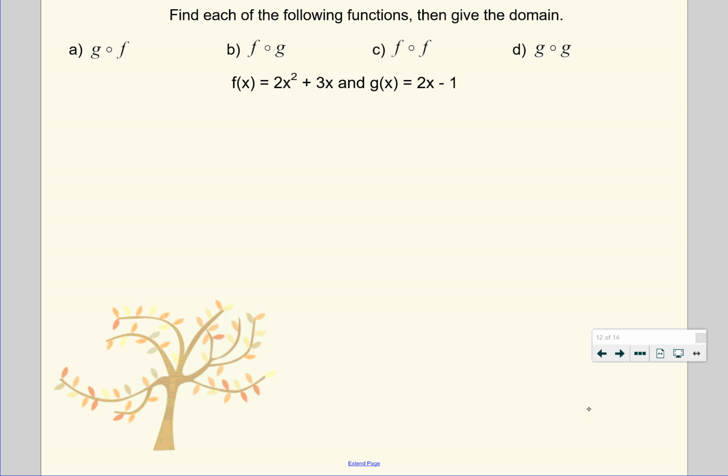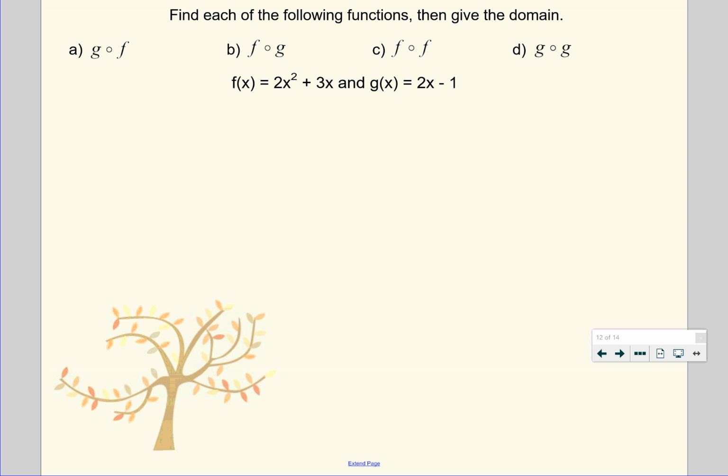Flip your paper back over. Let's do the actual composing problem. So let's say we do not have a number for x now. We just have the function. And we are literally going to plug one function into another function. This problem has 4 parts. They are listed at the top. We're going to do g of f, f of g, f of f, and g of g.